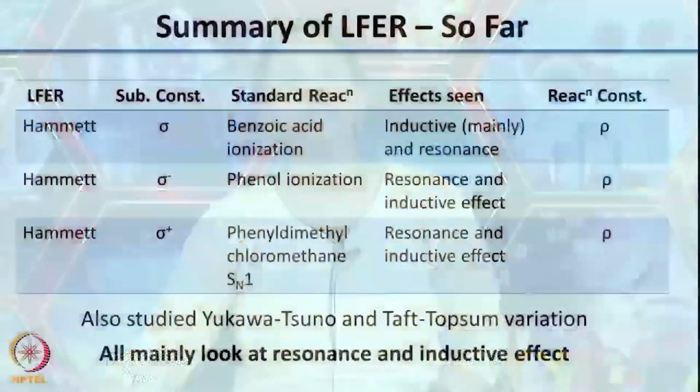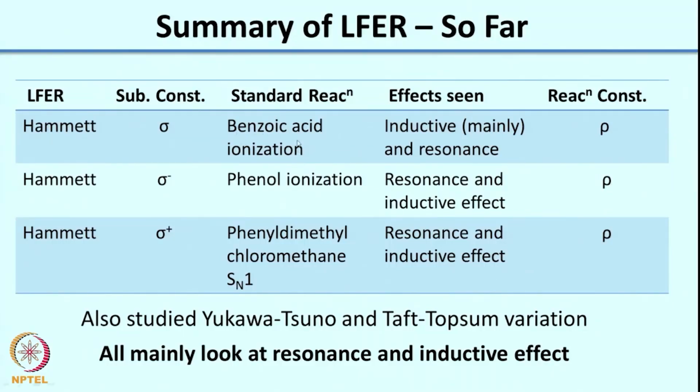the Hammett correlation, which uses benzoic acid ionization as the standard reaction, gives you the substituent constant sigma, and essentially the effect that it gives you is mainly inductive, and you also see some amount of resonance effect, and the reaction constant for a new reaction is given by rho. And this works best for reactions that do not involve conjugation with the aromatic ring.